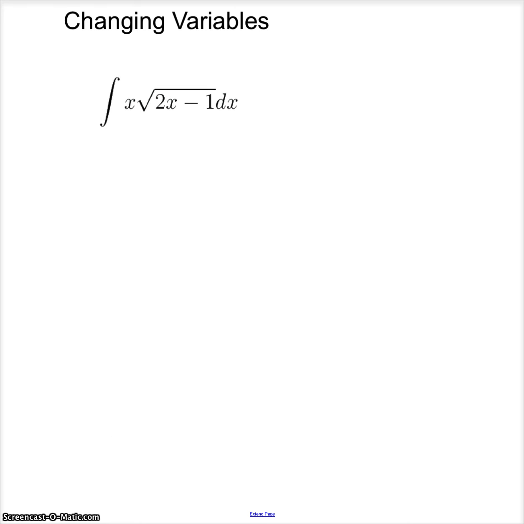Now let's look at this one right here. This one's a little bit more complicated. Let's go on and let u be whatever is under that radical, because things under radicals get kind of ugly. So let u equal 2x minus 1. I've got this x term in here. Let me solve this for x. Maybe sometimes this works, sometimes it doesn't. X is u plus 1 divided by 2. And du is 2 dx. So dx is du divided by 2.